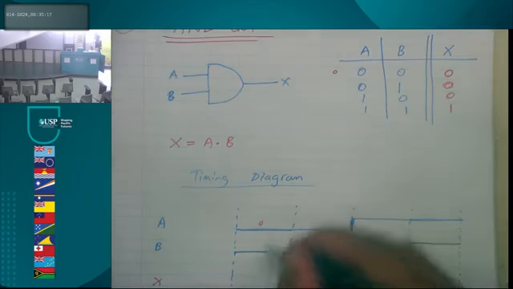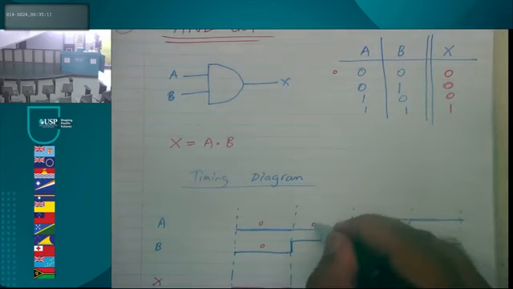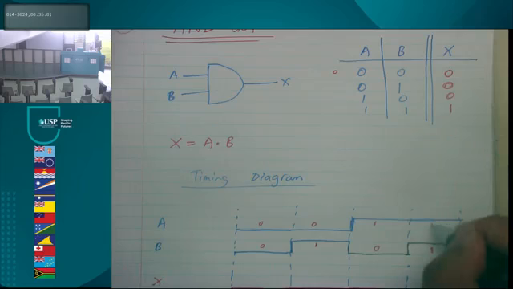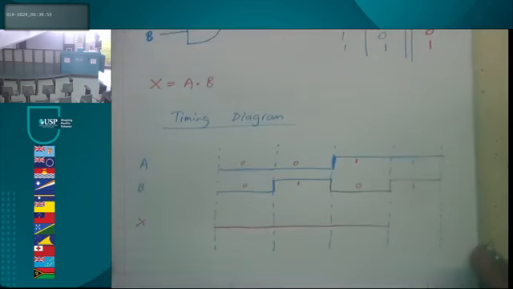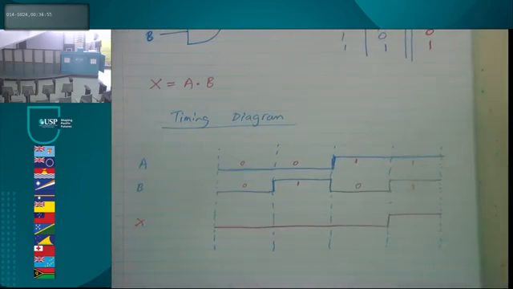And obviously, our output X: if this is a 0, this is a 0, this will be a 0. This is a 0, this is a 1, will give you a 0. This is a 1, this is a 0, will give you a 0. This is a 1, this is a 1, will give you a 1. So a timing diagram is basically the same information.